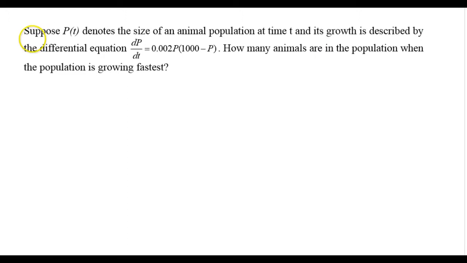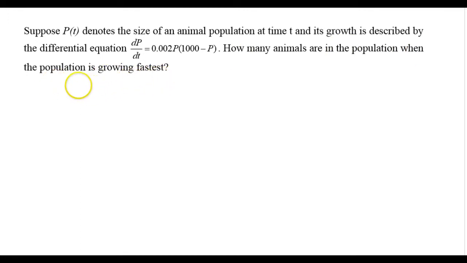Moving on to another type of question, we're going to suppose P of t denotes the size of an animal population at time t, and its growth is described by the differential equation dP/dt equals 2/1000 P times the quantity 1000 minus P. How many animals are in the population when the population is growing fastest?